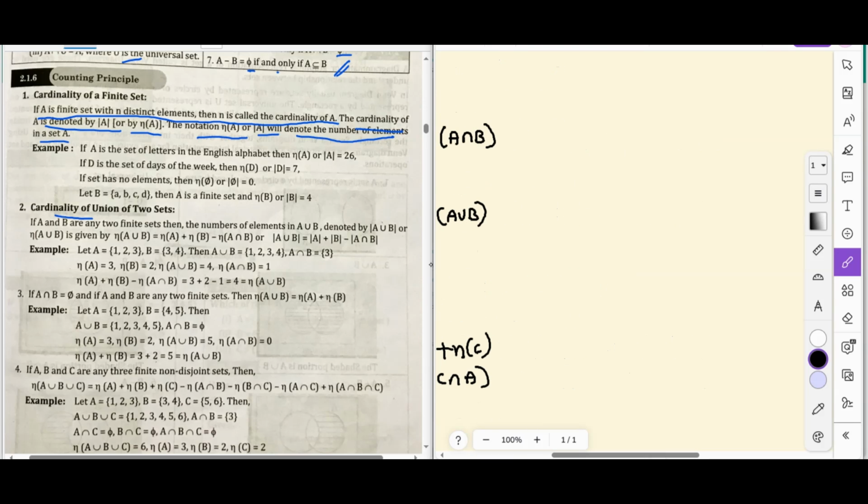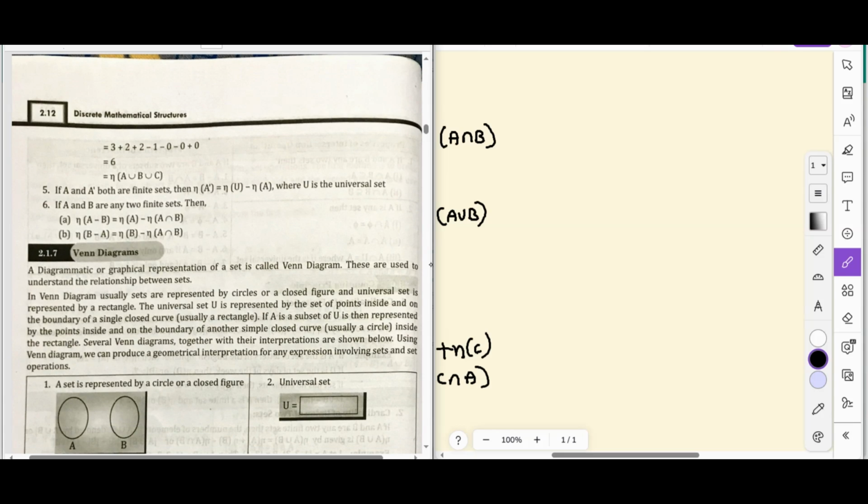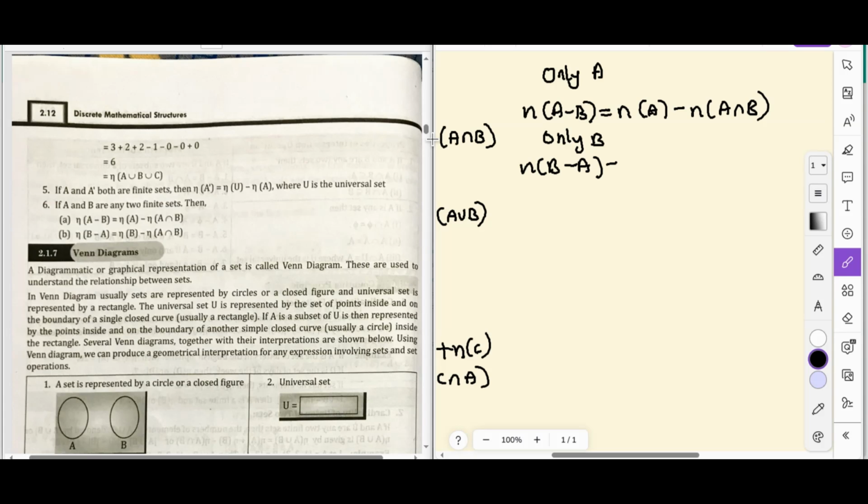Now next one we have, if in the question they ask you to find only A, you'll write n of A minus B will be n of A minus n of A intersection B. If they ask you to find only B, then the formula will be n of B minus A will be n of B minus n of A intersection B. If in the question they ask you to find neither, it is n of A dash will be n of U minus n of A. So these are some formulas which we'll be using for finding the cardinality of the given set.